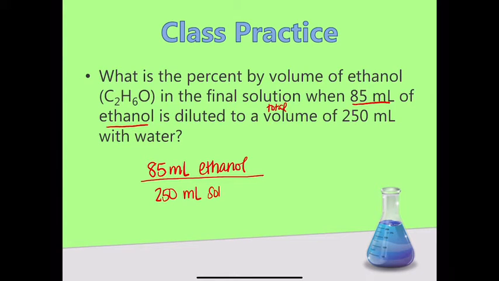Okay, so we have a 250 milliliters total solution. And then we're going to have to multiply by 100 to get our percent. So if you take 85 and divide it by 250, you should get 0.34, I think. And then if you multiply by 100, that would be a 34% ethanol solution.